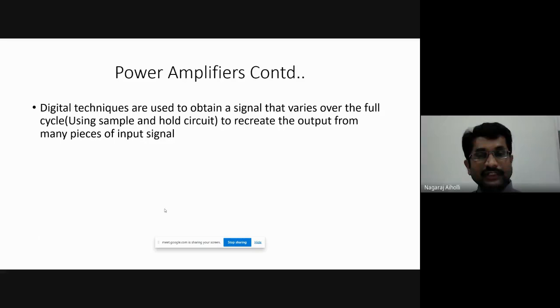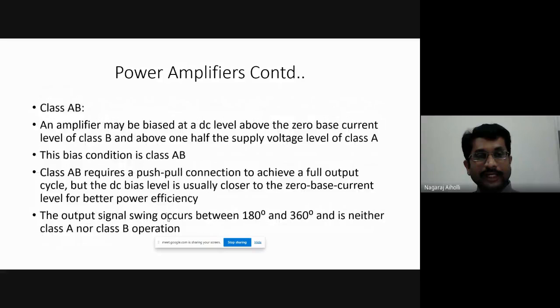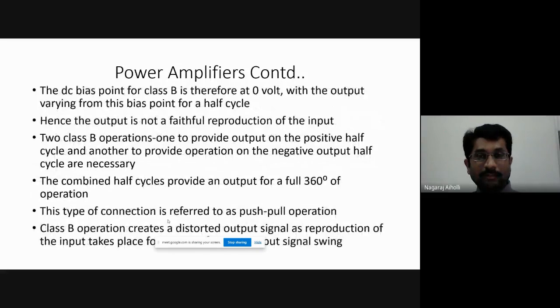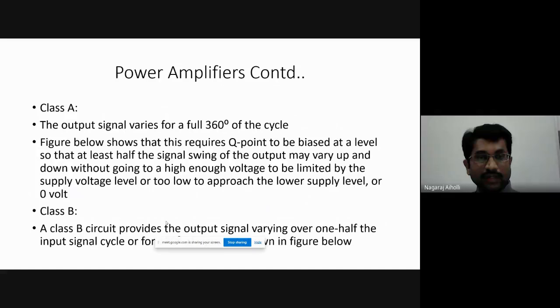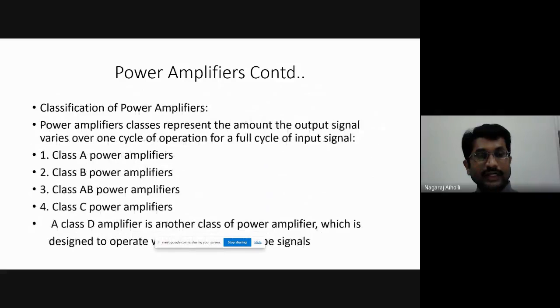So is this classification clear, students? In examination they may ask, classify the power amplifiers. What are power amplifiers, or define power amplifiers, and then write the classification of power amplifiers. So you have to first define what a power amplifier is, and then classify them: class A, class B, class AB, class C, and class D. Then write an explanation in a few sentences for class A, class B, class AB, class C, and class D power amplifiers.